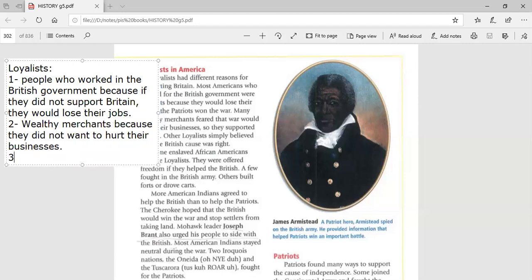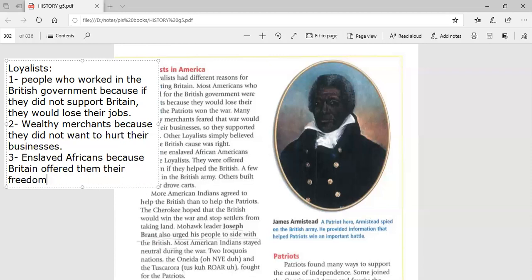Okay. The third group are the enslaved Africans, because Britain offered them their freedom. You will be free if you take our side, okay?